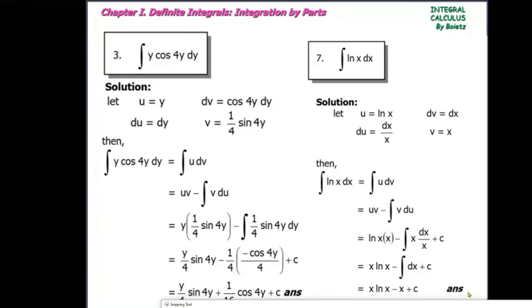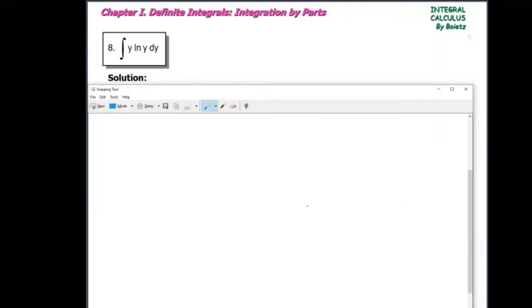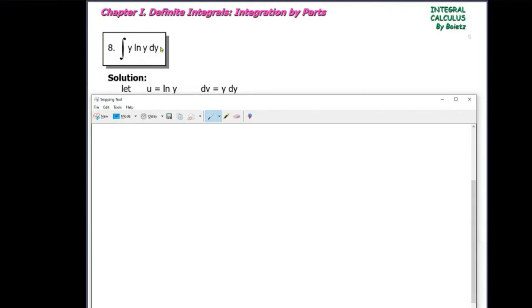So that is the integral of ln x dx. Here, the integral of y ln y dy. So, algebraic, logarithmic. Therefore, the logarithmic function goes first. So, let u is equal to ln y and dv is equal to y dy. Okay.